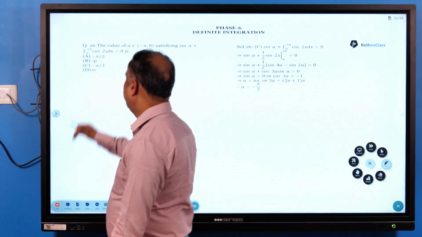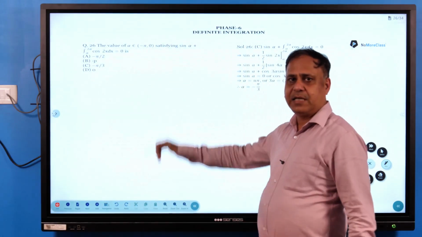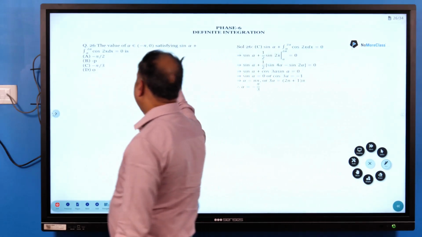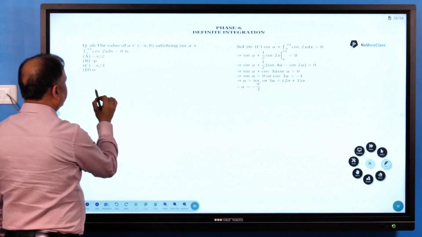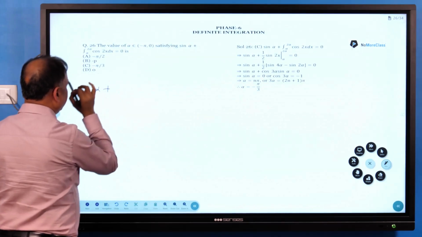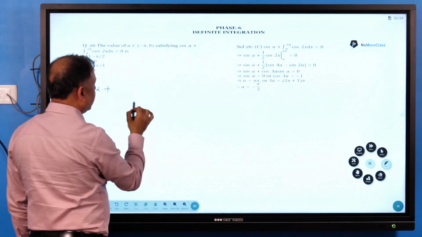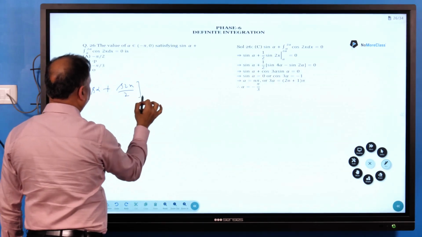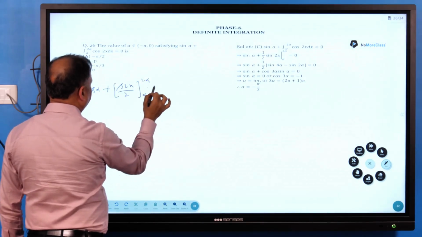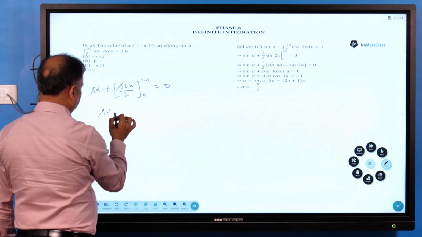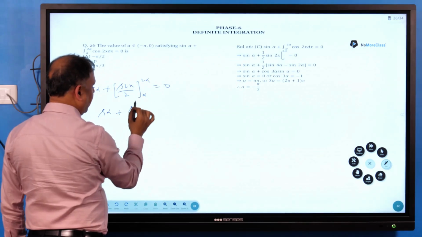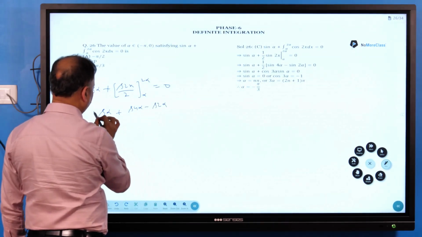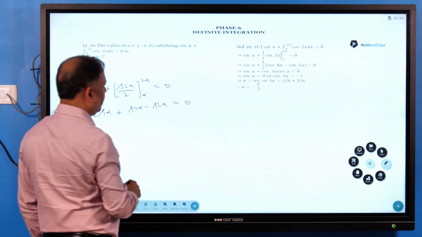So now come to question number 26, exercise 2, page 6, definite integration. Just simply integrate it. So sine alpha plus, what is the integration of cos 2x? It will be sine 2x, divided by the coefficient of x, 2, from alpha to 2 alpha, is equal to 0. So sine alpha plus (sine 4 alpha minus sine 2 alpha) upon 2, so 2, is equal to 0.